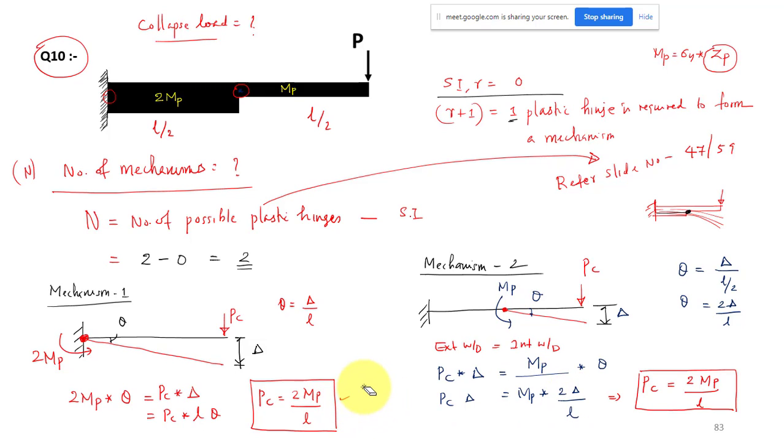So many times this type of question used to be asked in the GATE examination. Simply supported beam or cantilever beam, where the MB value will be different. Usually the mistake may come at this junction. We may take 2 MB. If somebody takes 2 MB, they will get this value equal to 4 times MB by L. So that may lead to mistakes sometimes. So we have to be careful with this point.